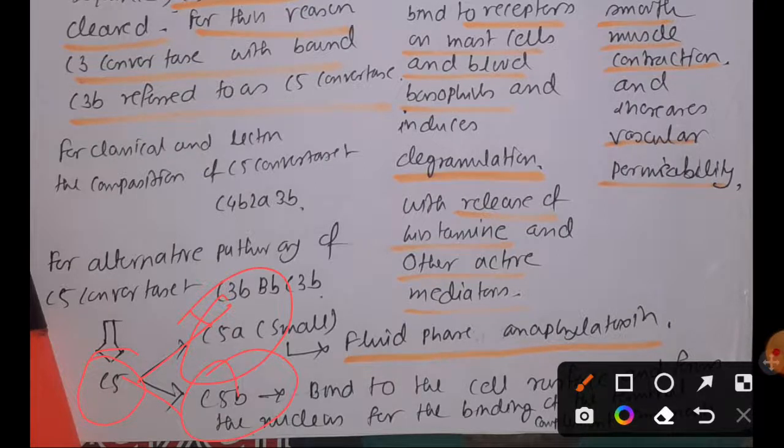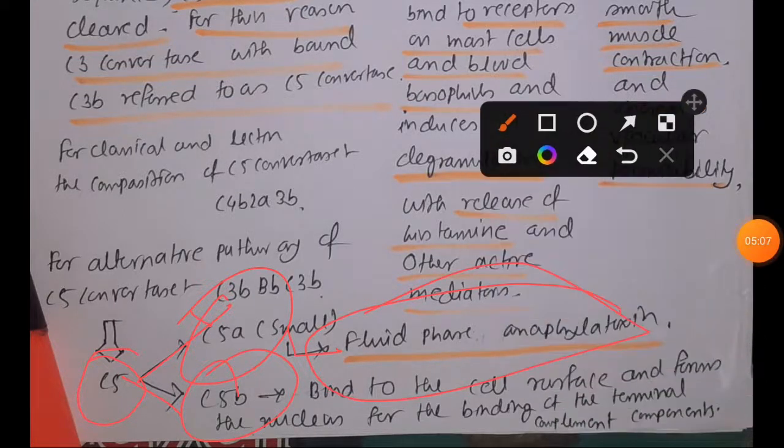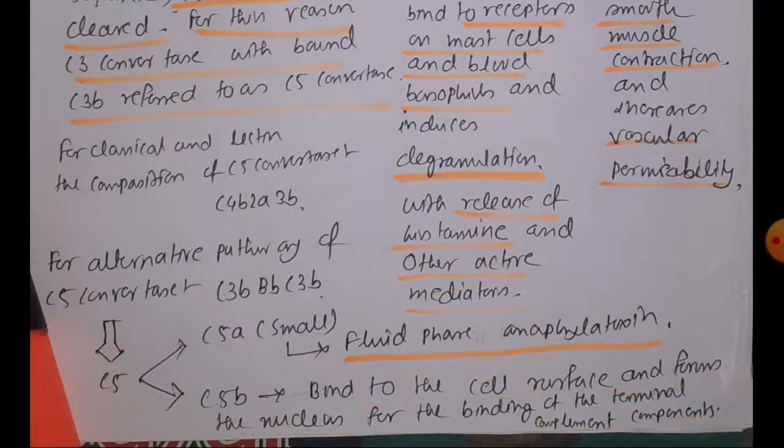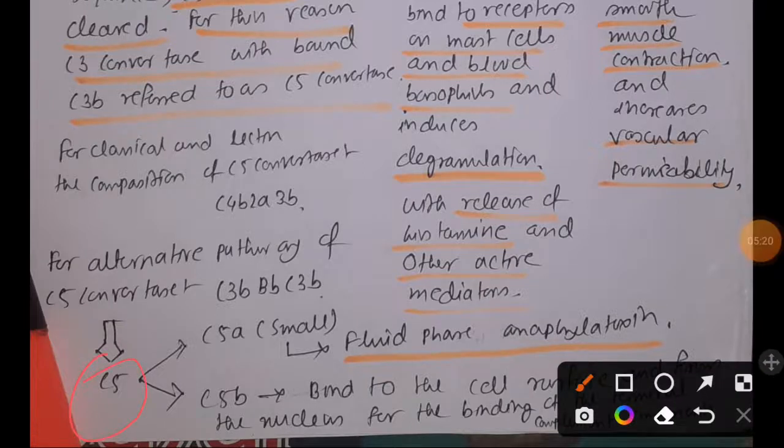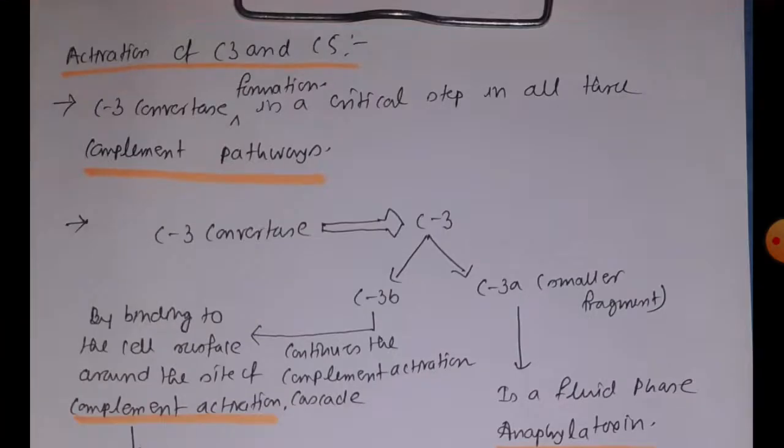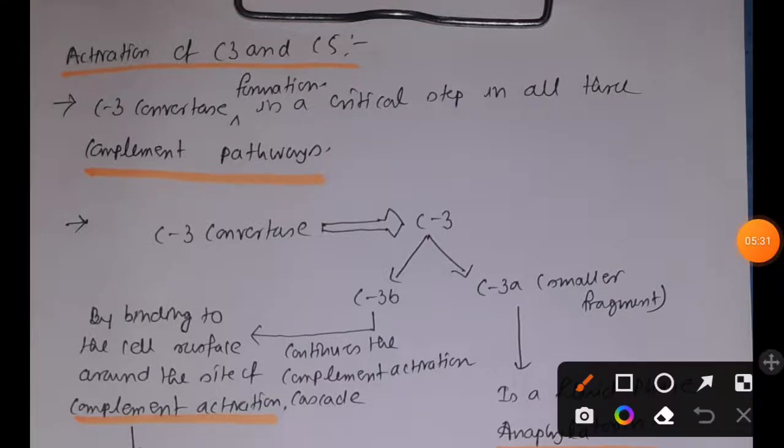Now this C5a will play the role of anaphylatoxin, and C5b will bind to the cell surface and form the nucleus for the binding of the terminal complement components. It is obvious that there are many components still left. That is why we will discuss this in another video. So this is our today's topic, where we have learned about the activation of C3 and C5.